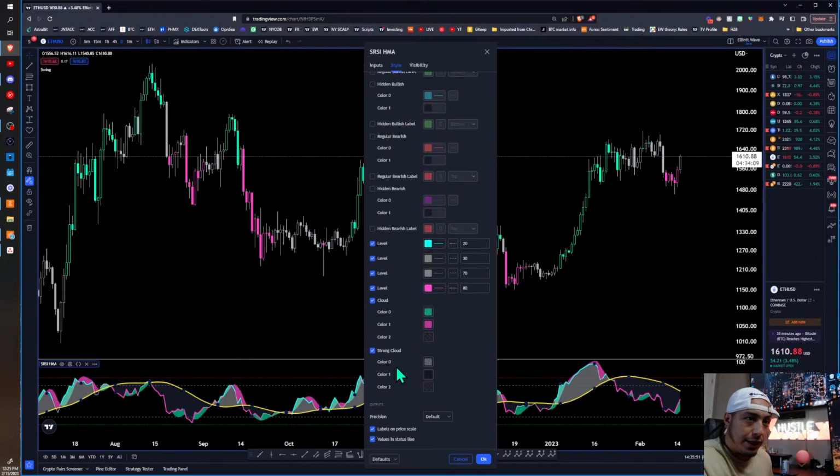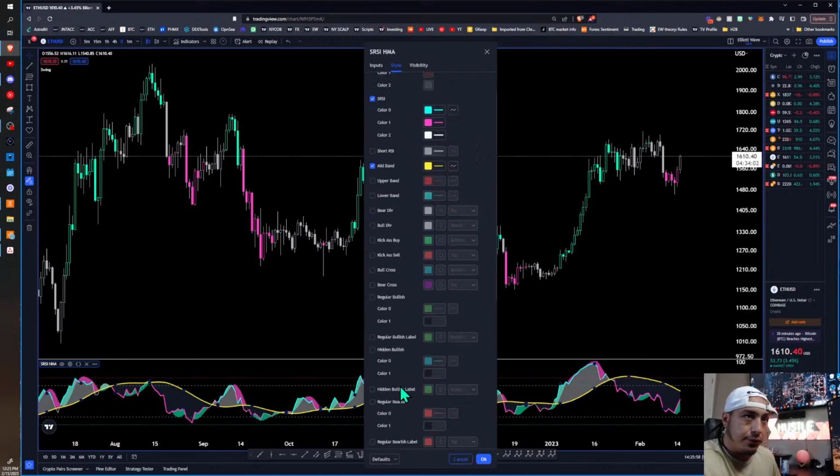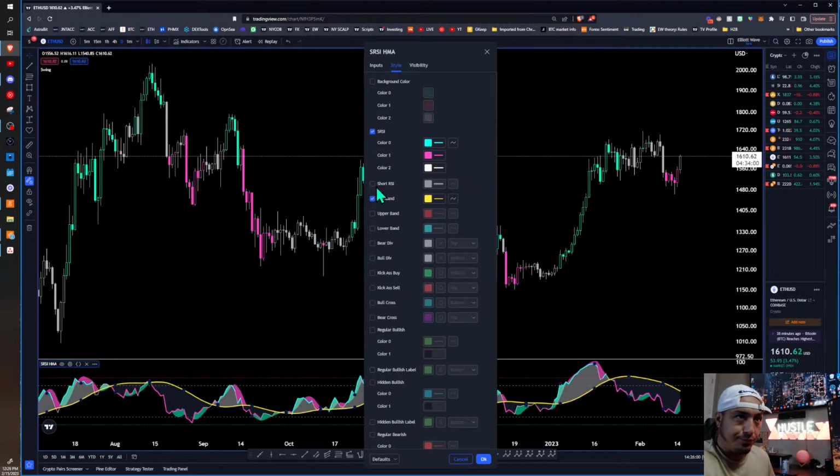And again, I don't really have this cloud on that often as well. But it is useful for those short time reversals. So again, we don't need midband either, now that we know and understand what all these colors mean.